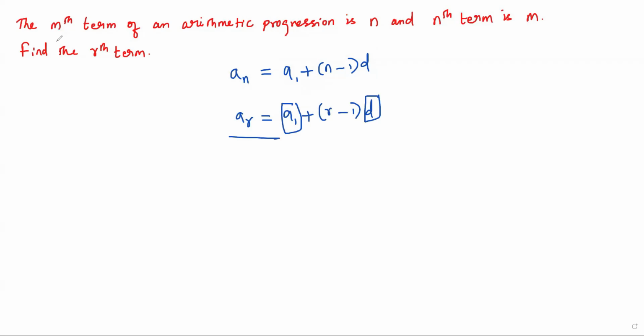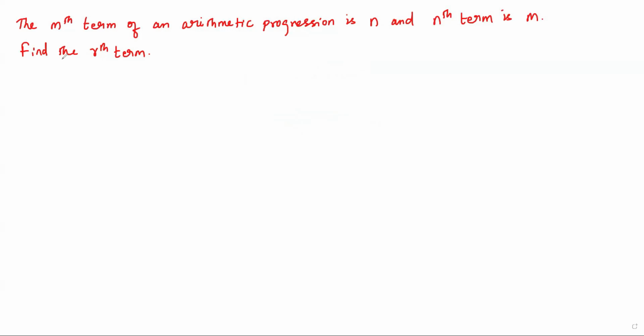So using the given two pieces of information, that the mth term is n and the nth term is m, I have to find the value of the first term and the common difference. Let's do that. Here we have a_m = n and a_n = m. Using the formula, a_m is a1 + (m - 1) d = n. The same thing for a_n gives a1 + (n - 1) d = m.